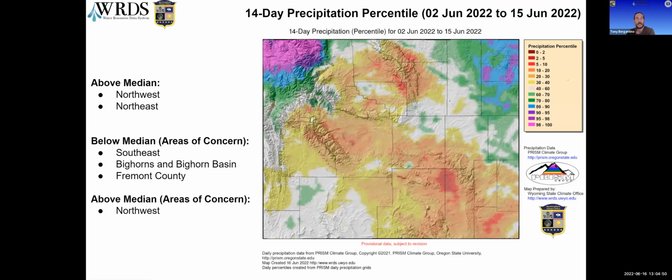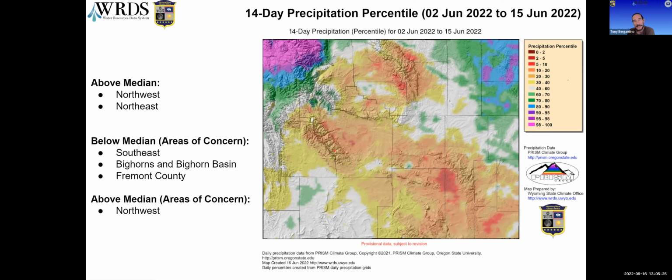This is the 14-day precipitation percentile, from the 2nd of June through the 15th. You can see some areas of above median here in the northwest especially, as well as quite a bit over in the northeast. But below median across quite a bit of the rest of the state, with some areas of concern here in the southeast, especially northern Albany County, where we're getting some pretty low precipitation percentiles, and also down into Laramie County, the Bighorns, some of the Bighorn Basin, as well as Fremont County and the Winds.